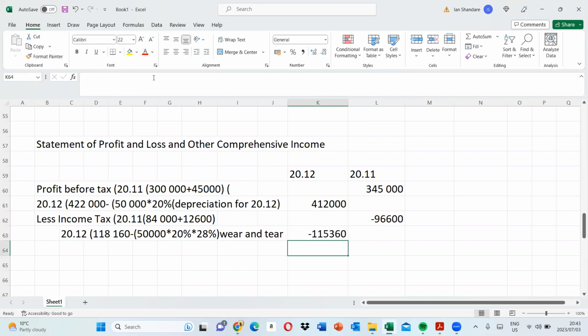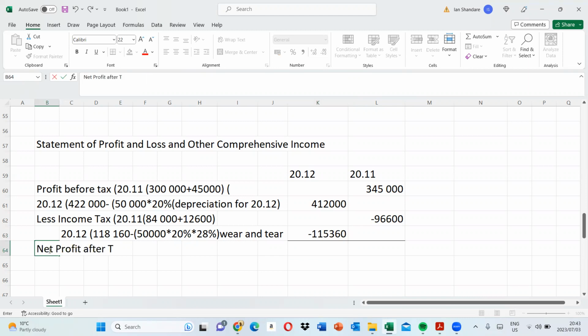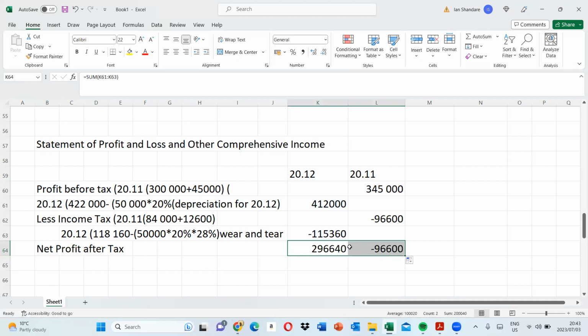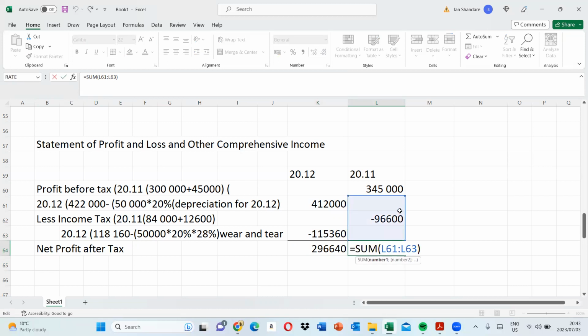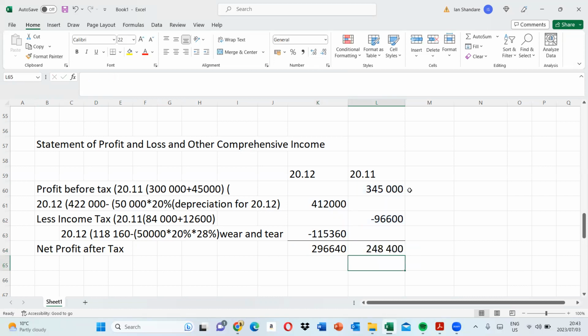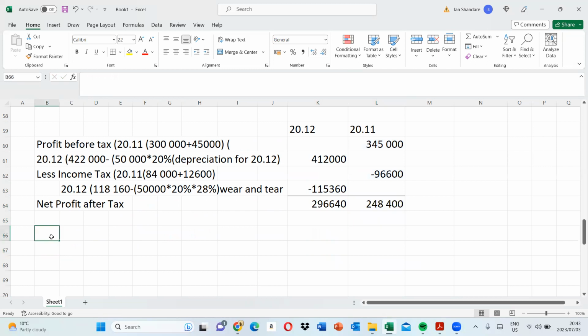Is anyone lost so far? We don't want to lose anyone. Is there anyone who feels confused or lost somewhere? So this will be your net profit after tax for both years, 2011 and 2012. Right, so those are your balances.